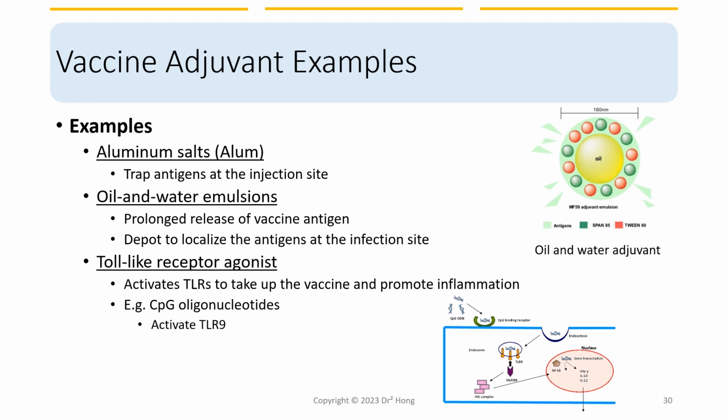When CpG oligonucleotides are included as an adjuvant in a vaccine, they are taken up by the immune cells at the injection site. Once inside the immune cell, CpG oligonucleotides are recognized by toll-like receptor 9, which triggers the activation of a signaling pathway that leads to the production of pro-inflammatory cytokines and the upregulation of co-stimulatory molecules on the surface of the immune cell.